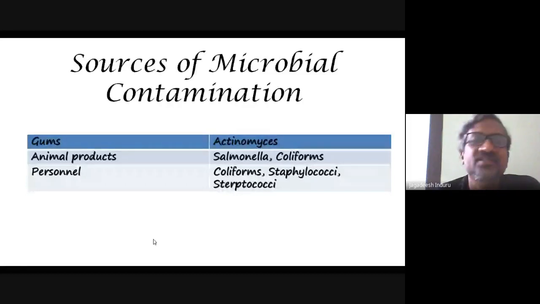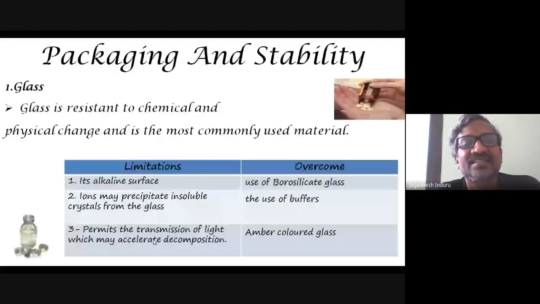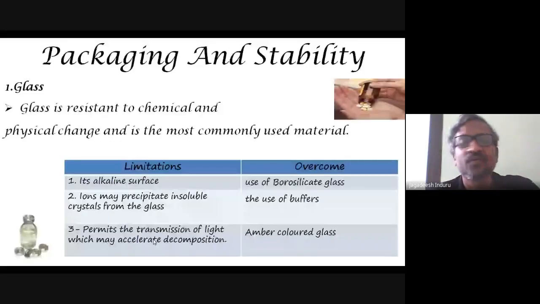microbial contamination. The second thing which has a major impact on our product stability is packaging. The major packaging material is glass. Most of the time, glass is resistant to chemical and physical change. It is the most commonly used material which we are using.